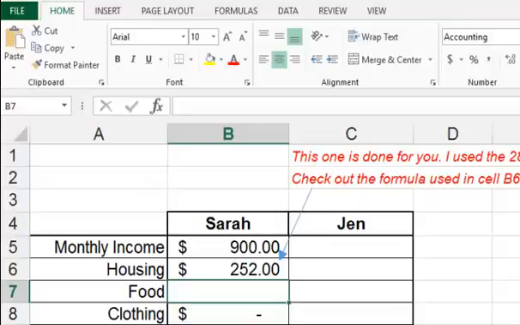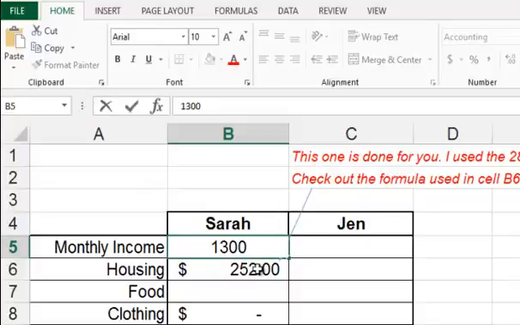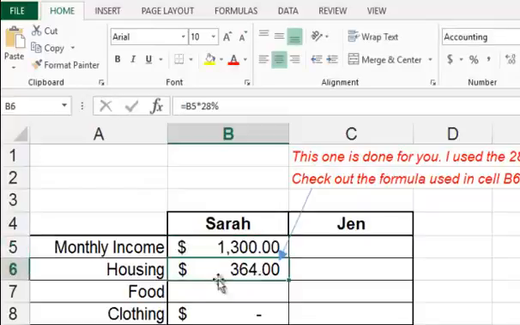Okay? That number will change depending on how much money Sarah makes. So we were told Sarah makes $900, but let's say she made $1,300. I'll type that in. Look what happens to the percent. She could actually spend $364 on housing, according to this table. Okay? So I'm going to put it back to 900, and we're going to keep doing this.